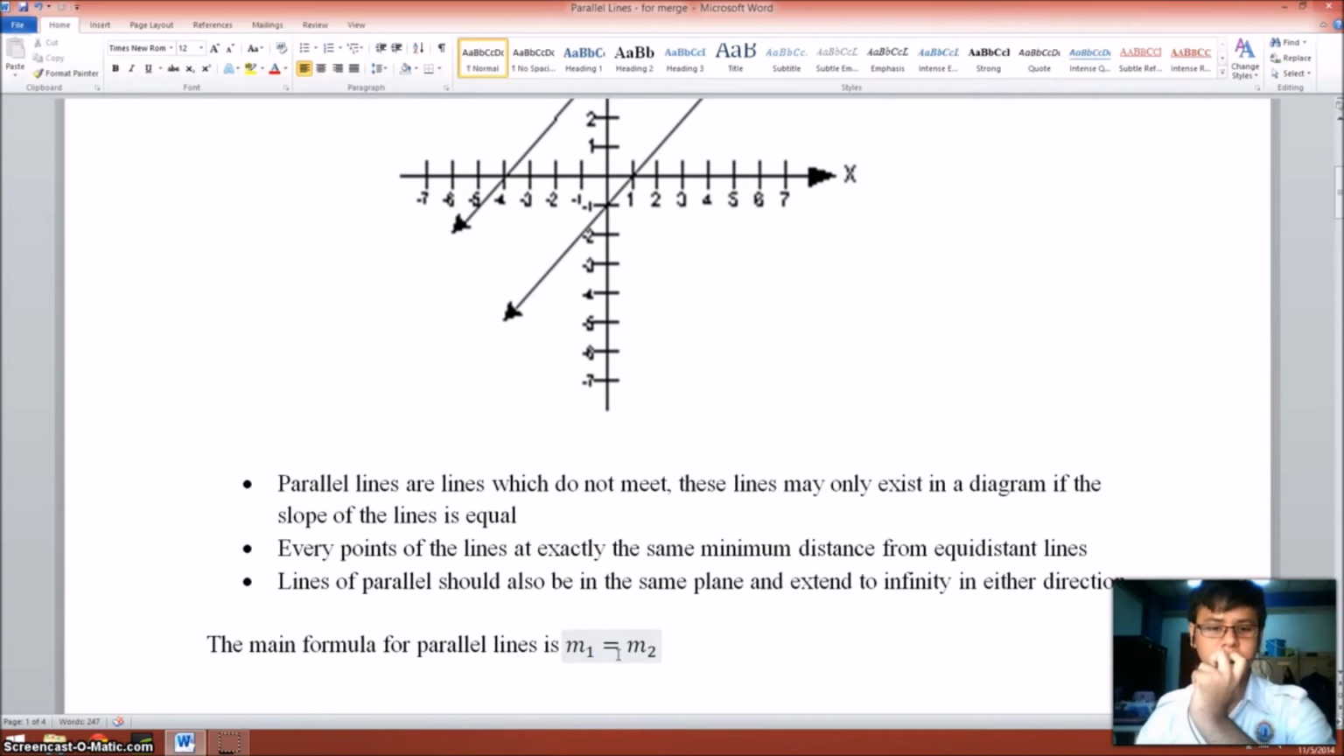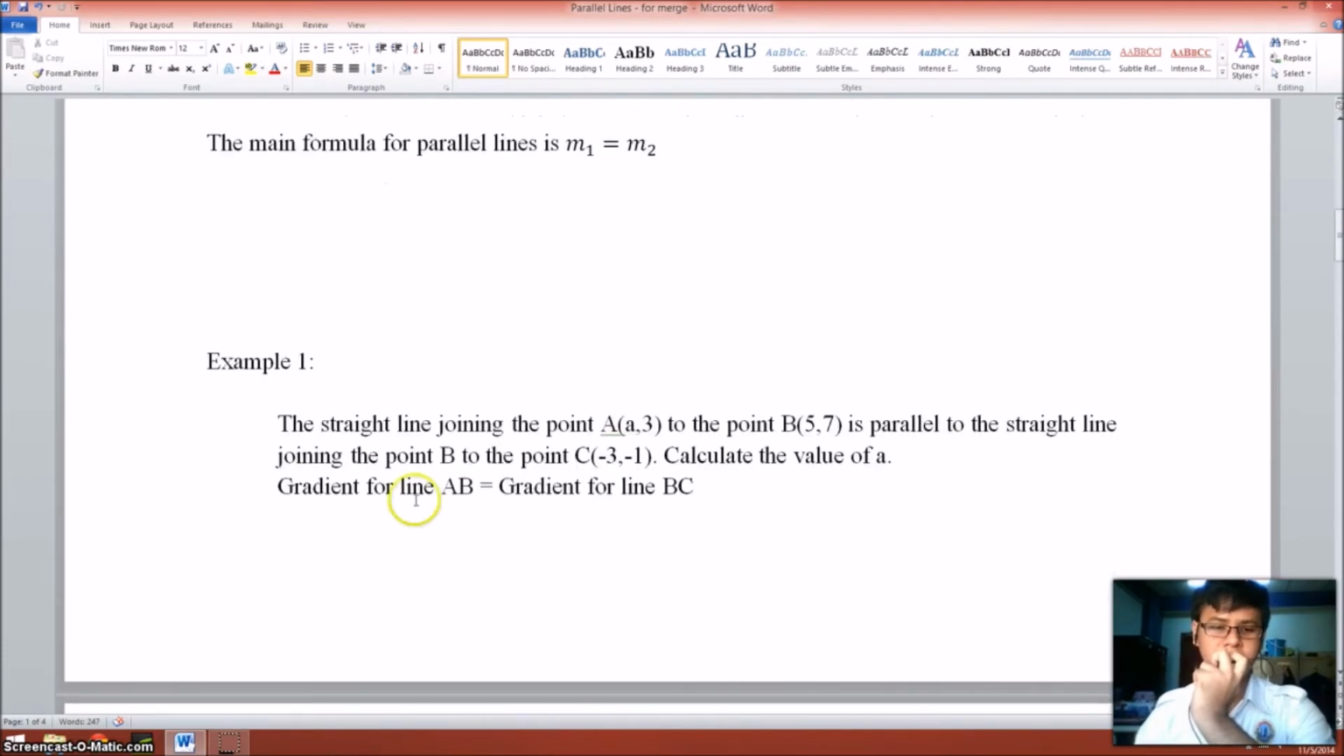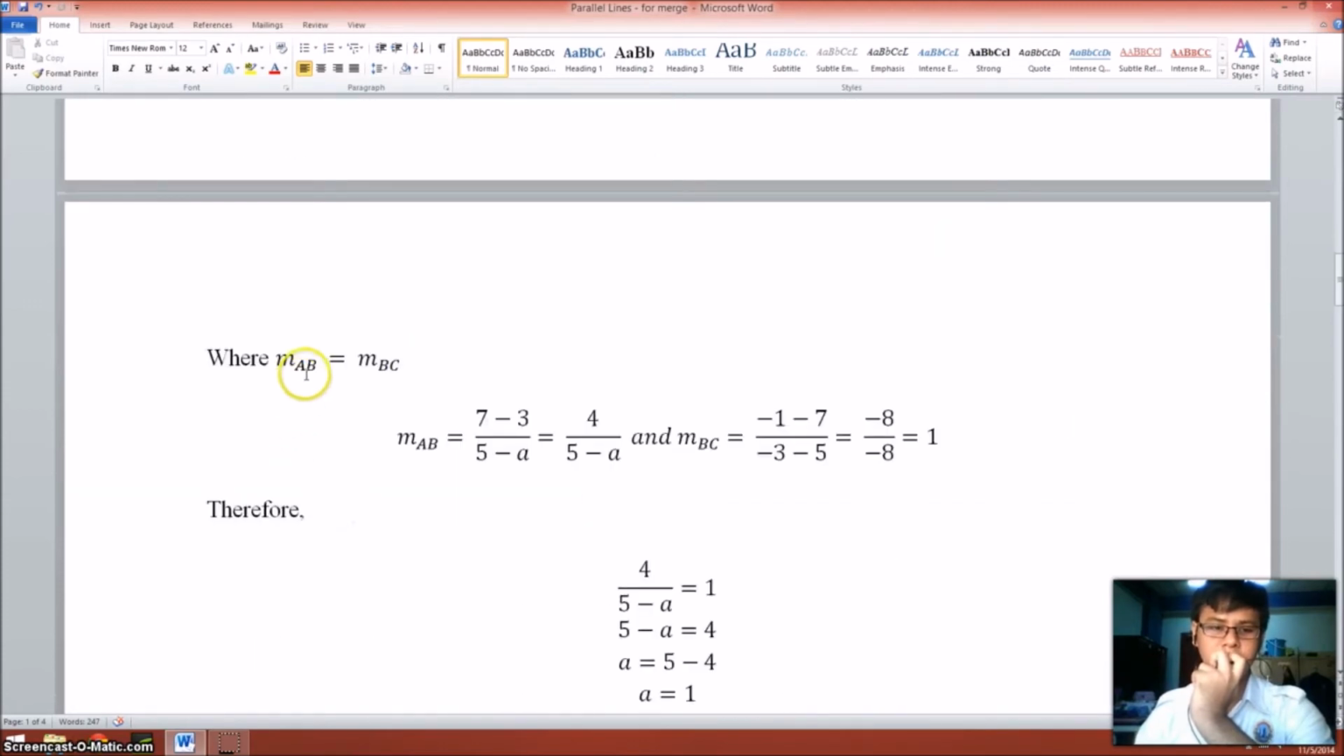To show you the use of this formula, let's take this question. The straight line joining the point A(a, 3) to the point B(5, 7) is parallel to the straight line joining the point B to the point C(-3, -1). Calculate the value of a. The gradient for line AB should be equal to the gradient for line BC since they are parallel to each other. So mAB equals mBC. Calculating it, we get mAB equals 4 over 5 minus a, and mBC equals 1.